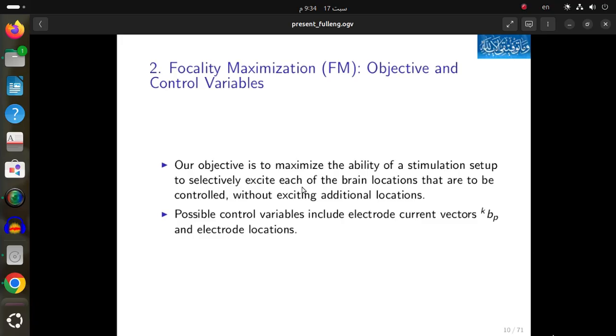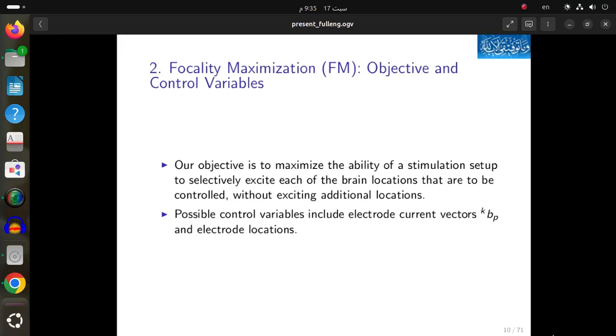So the stimulation is focal if, when we target a certain location, we can excite this location selectively, alone, without exciting its neighboring locations. Our objective is to maximize this selectivity, meaning to minimize the number of locations that are excited by mistake. When we target a certain location, only it should be excited. Possible control variables are two sets of variables: the electrode locations and their currents.